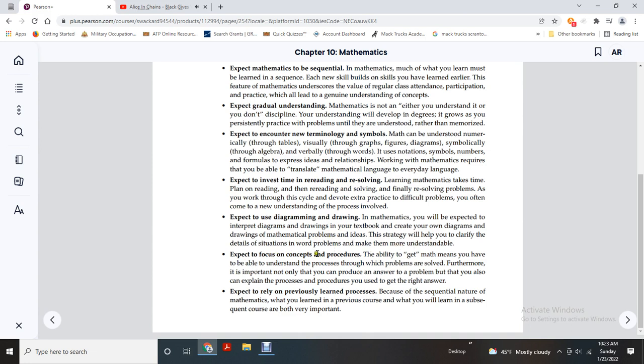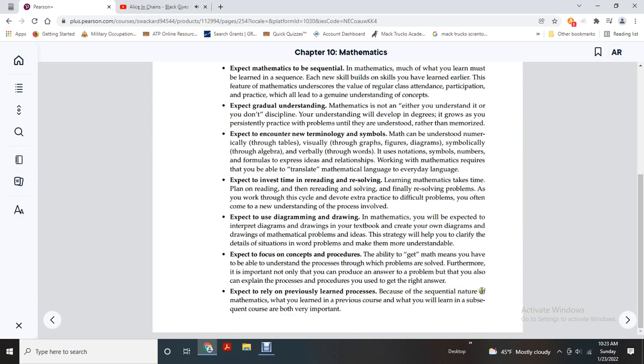Expect to focus on concepts and procedures. The ability to do math means you have to be able to understand the process through which problems are solved. Furthermore, it's important not only that you can produce an answer to the problem, but that you can also explain the procedures you use to get the right answer. Expect to rely on previously learned processes.